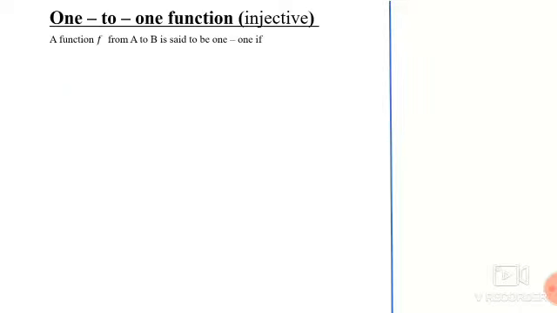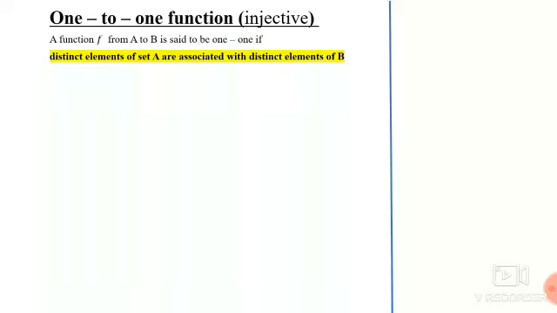Next we have one-to-one function or injective function. A function f from A to B is said to be one-to-one function if distinct elements of set A are associated with distinct elements of set B. If this condition is satisfied, then the function will be an one-to-one function. Let us take an example.